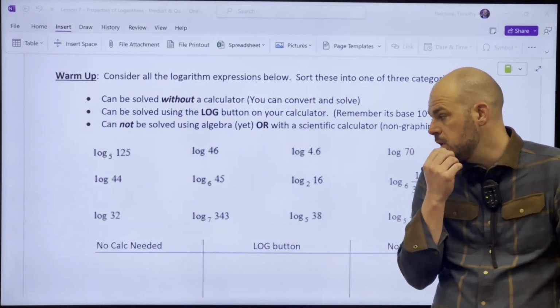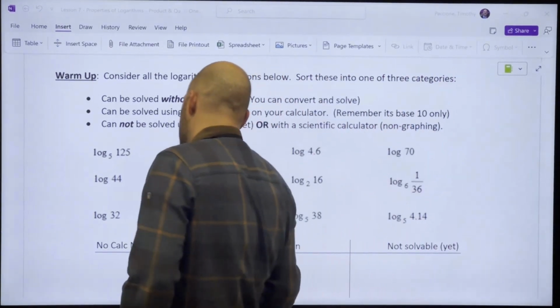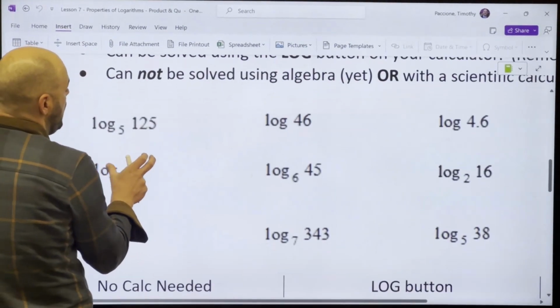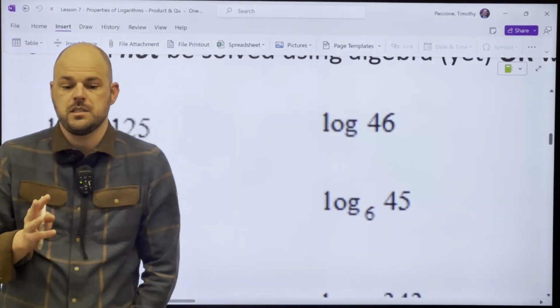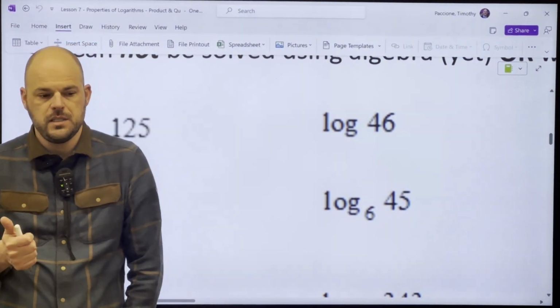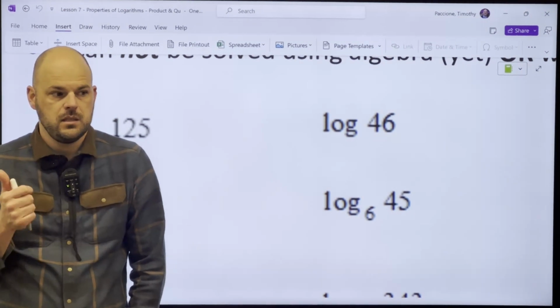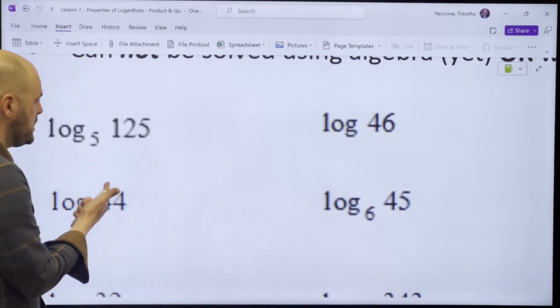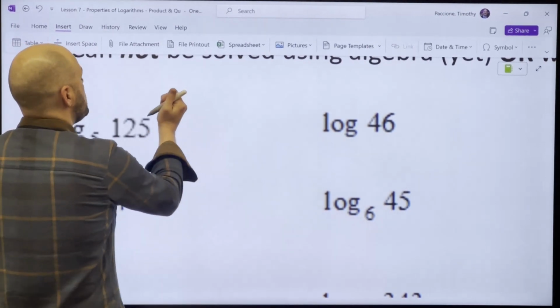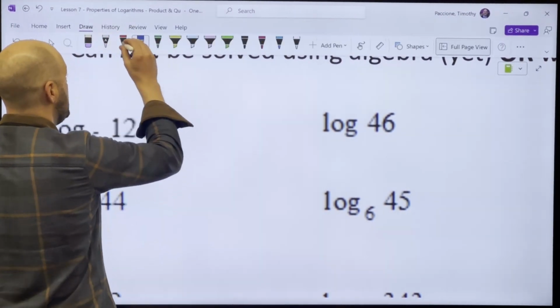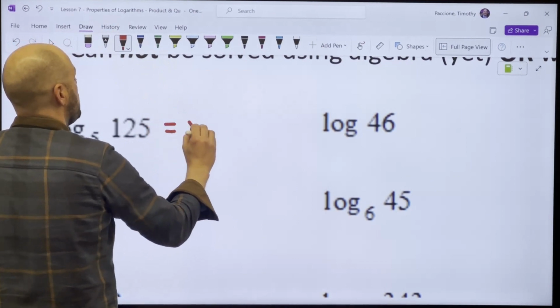So you would think to yourself, okay, here we go, I got one of the logs. Now, yesterday, there were three pieces to these logs, right? What were the three pieces? Base, exponent, answer. Which one's missing here? The exponent. So that's, of course, what a log is, right? A log is an exponent. So that's what you're looking for.